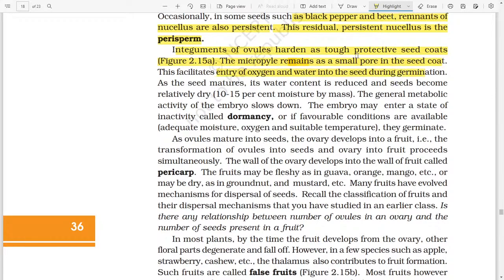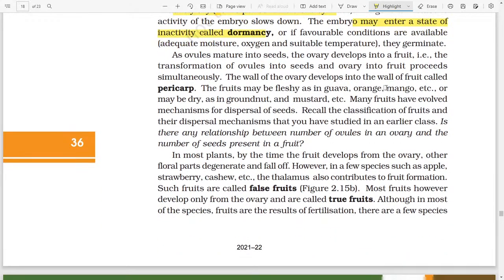As the seed matures, its water content is reduced and the seed becomes relatively dry, with 10 to 15% moisture by mass. The general metabolic activity of the embryo is slowed down. The embryo may enter a state of inactivity called dormancy, or, if favorable conditions are available, adequate moisture, oxygen, and suitable temperature, the seeds germinate.